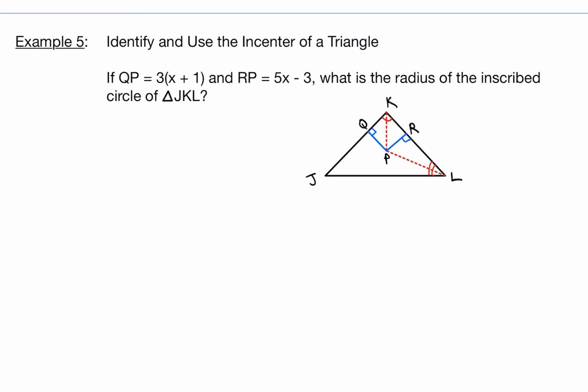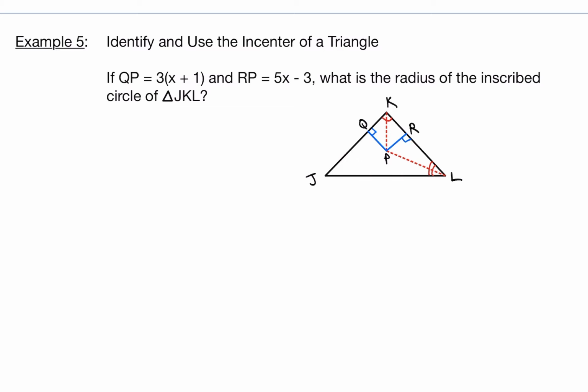So in example 5 we are told that QP, so this distance QP, is 3 times the quantity x plus 1, and the distance RP is equal to 5x minus 3. And the question is, what is the radius of the inscribed circle of JKL? Okay, so here's triangle JKL. Okay, and so we basically would know that there is an inscribed circle. Okay, an inscribed circle would fit in here.